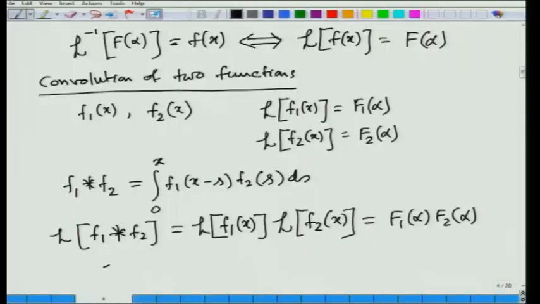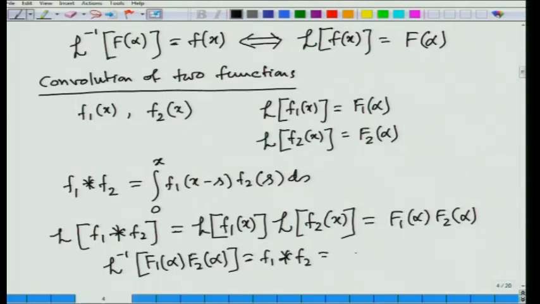So, that means L inverse of F1(alpha) multiplied by F2(alpha) is equal to f1 star f2. That is equal to the integral from 0 to x of f1(x minus s) f2(s) ds. This is the formula relating the convolution of two functions and the Laplace transform.